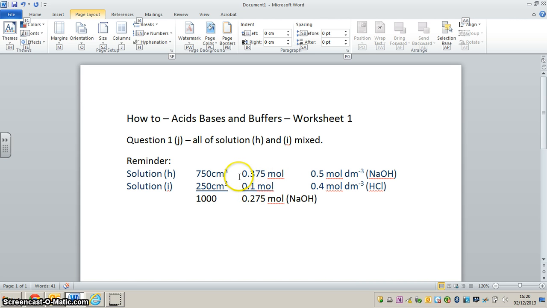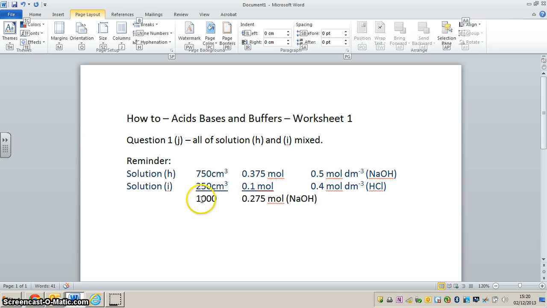this is a takeaway sum. 0.375 moles, and 0.1 mole of it has been neutralised by the acid. So what we're effectively left with is 0.275 mole of sodium hydroxide. And this is where this 1000 comes in. 1000 centimetres cubed is 1 cubic decimetre. So what we've effectively got is a sodium hydroxide solution which is 0.275 mole per decimetre cubed.